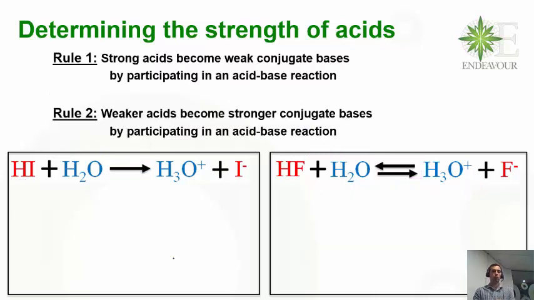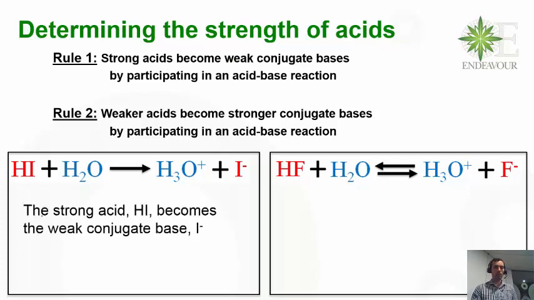So we have also a couple of rules that can explain the relative stabilities of our strong and weak acids. We touched on these earlier, the fact that the strong acids were very reactive and therefore wanted to become more stable, whereas the weak acids are already stable, so they're happy in the state they're in. So the first rule is basically that the strong acids are going to become weak conjugate bases by participating in an acid-base reaction. So in the example on the left-hand side here, the strong acid HI is becoming the weak conjugate base I-. And once it becomes that weak conjugate base I-, it's actually more stable.